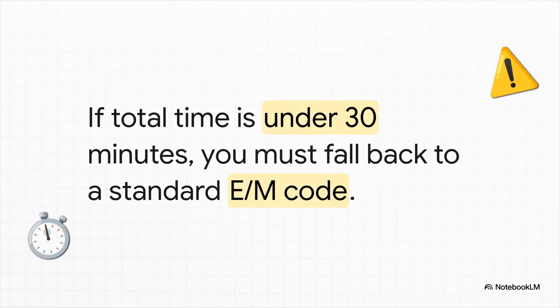But you might be wondering, what happens if the doc spends a highly complex yet slightly shorter amount of time stabilizing the patient? Well, the CPT guidelines are incredibly clear on this fallback protocol. If you have, say, 29 minutes of highly intense, life-saving critical care, you cannot bill 99291. It doesn't matter how complex the intervention was. If the total time for the day is under 30 minutes, you've got to fall back to selecting the appropriate standard evaluation and management code based on time or medical decision-making for that setting.